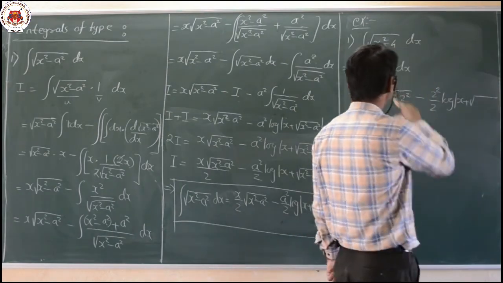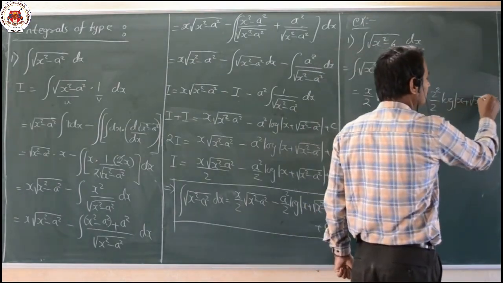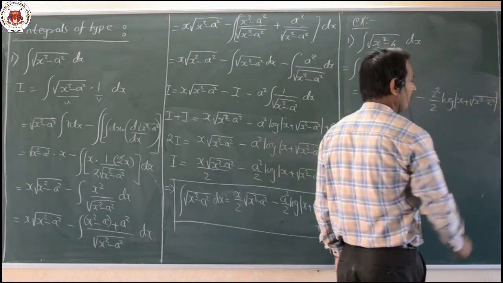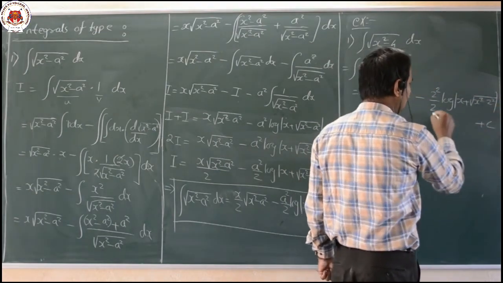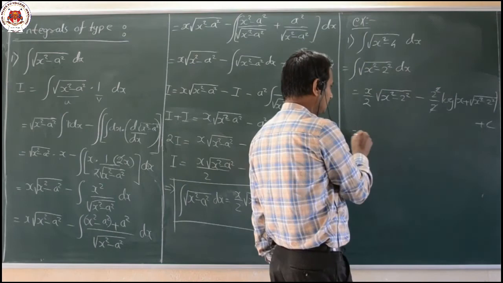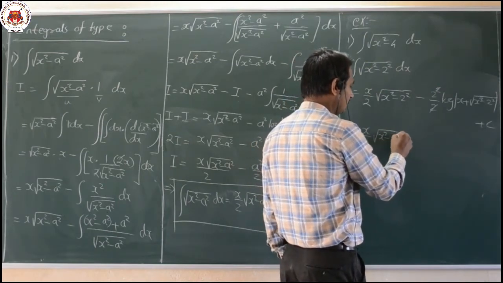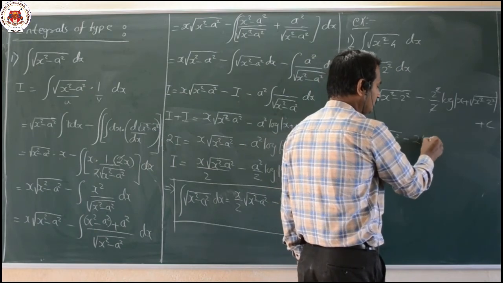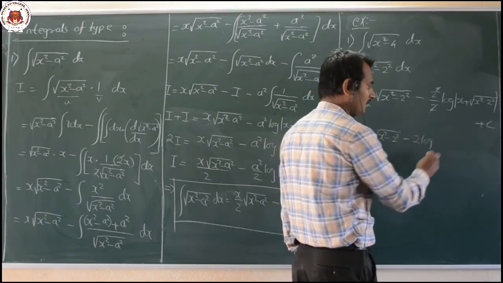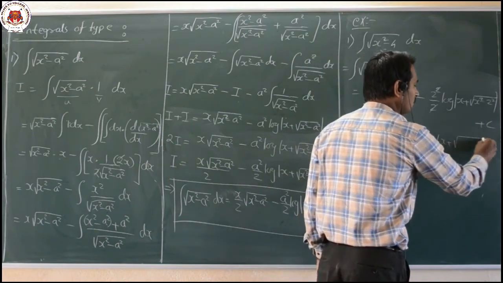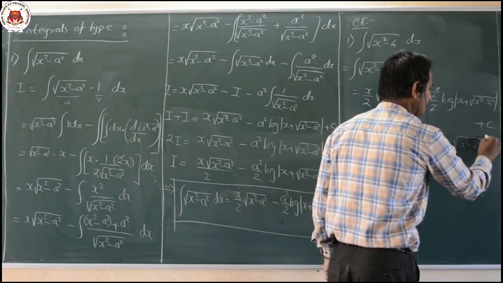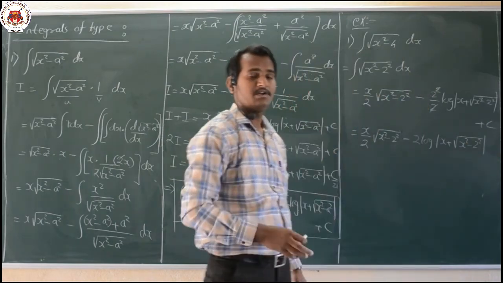x square minus a square means here x square minus 2 square plus an integral constant c we have. Here the 2 gets eliminated, the remaining part is x by 2 into root of x square minus 2 square minus 2 into log of x plus root of x square minus 2 square. That is nothing but our required result here.